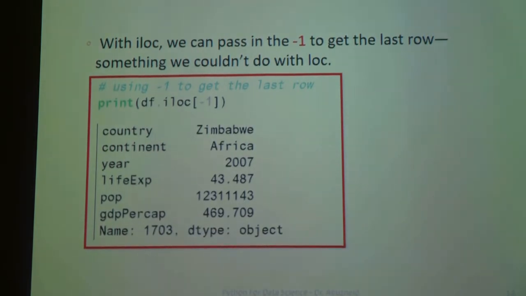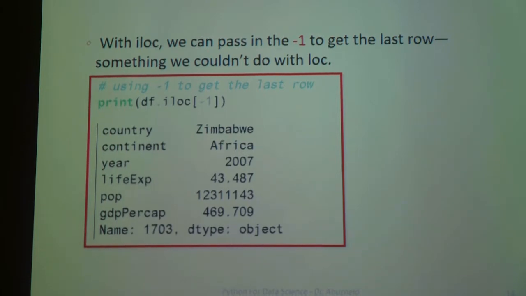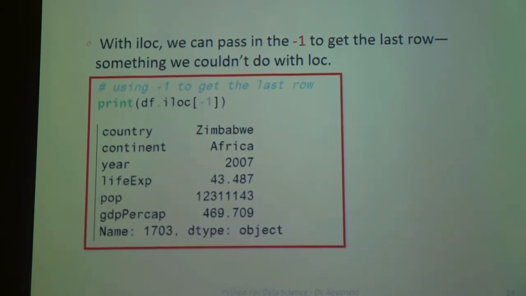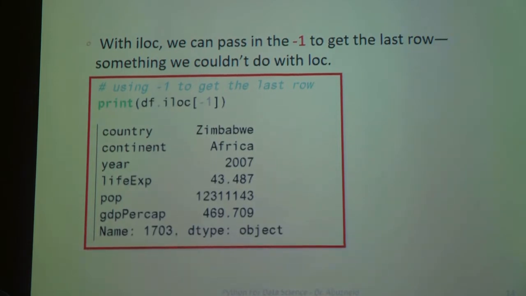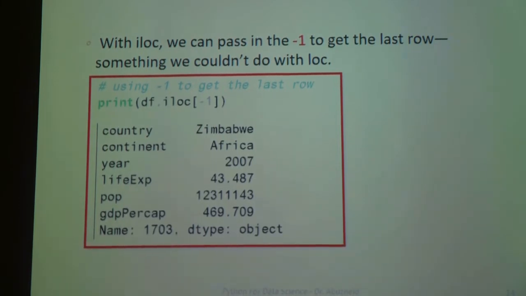In here, if I need to access the last record, what should I do? I could use -1 easily, because we are using index numbers here, not index labels. And we learned about index numbers from before. -1 means the last record, right? So this will give me the last record.